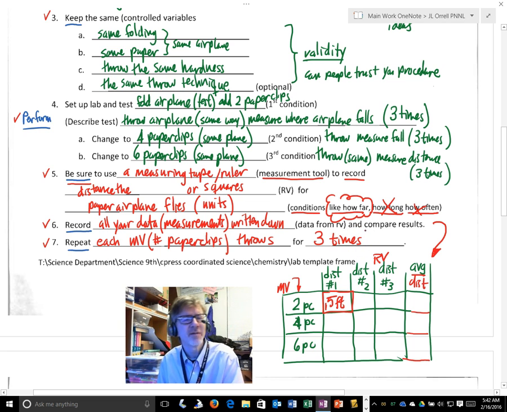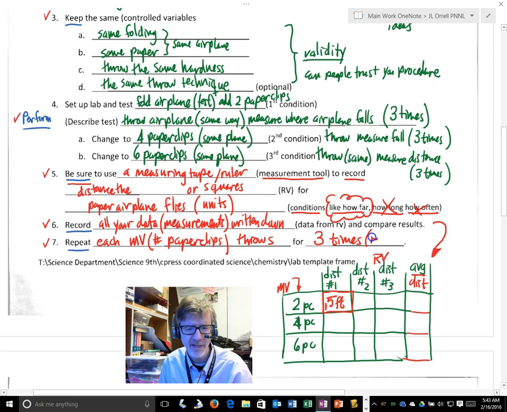3 times is the minimum. Remember in the last video we talked a little bit about you want to make sure that you do it until you get some consistent numbers, something that repeats itself. If you throw the airplane, you get 15 feet, 10 feet, 5 feet with 2 paper clips, maybe start getting really careful about how you're throwing it. So you want to get maybe 12 feet, 13 feet, 11 feet. You want your measurements to be close together. So that's why we repeat.